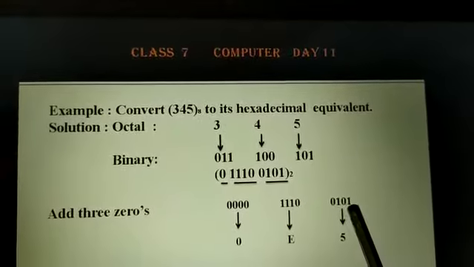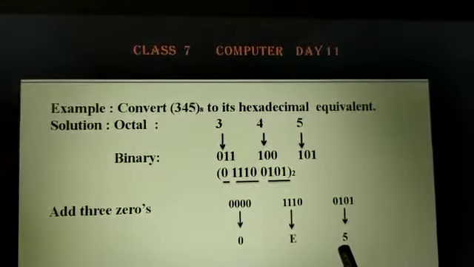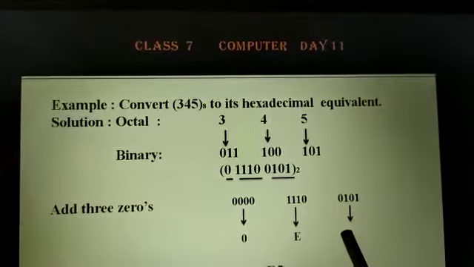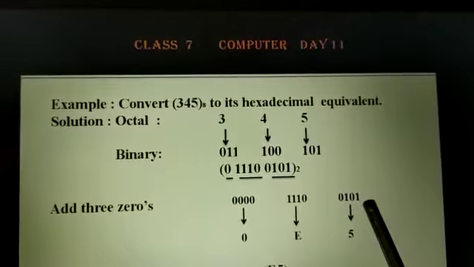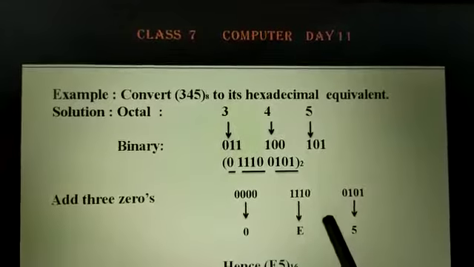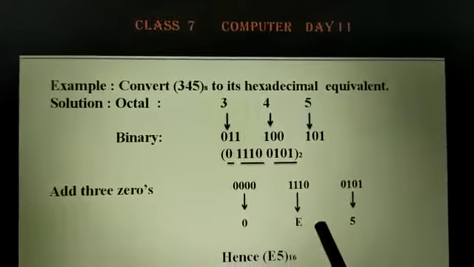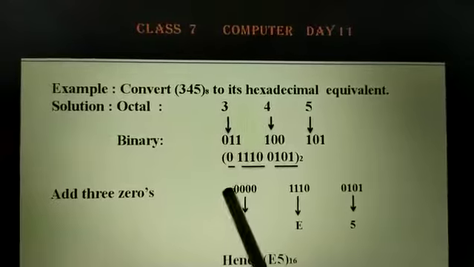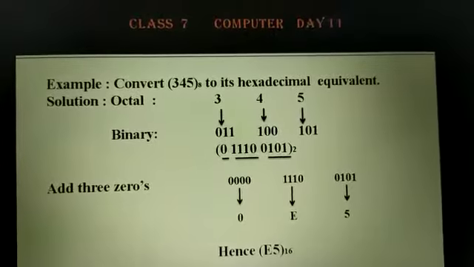These binary digits have to be converted into the hexadecimal number system. If you remember the hexadecimal conversion table, the equivalent of 0101 was 5, the equivalent of 1110 is E, and E is equal to 14, F is equal to 15, and 0000 is 0. If you want, you can see the conversion table also.